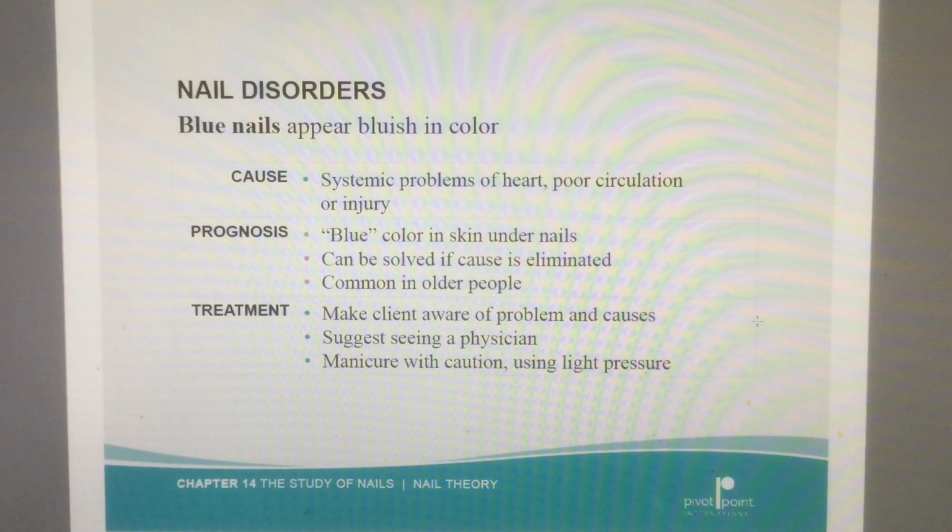Now, nail disorders. Nail disorders sometimes look worse than what they are. Some may become infected, but for the most part, if it's a disorder, again, it's just out of order.